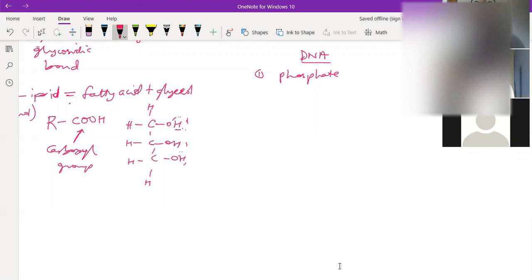Two, remember that DNA is double helix. RNA is single. Three, DNA has D or deoxyribose sugar. So you have a sugar. That's where the name comes from, deoxyribose sugar. Whilst the RNA, R, has a ribose sugar, right?